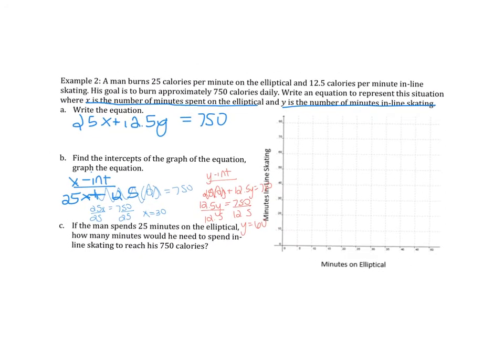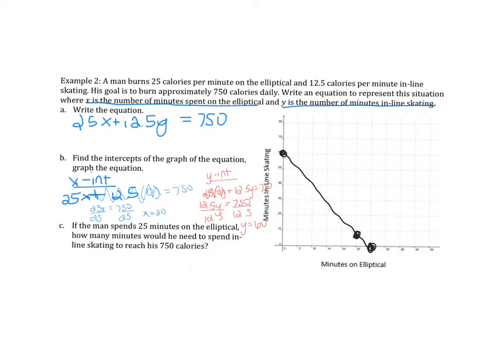Okay, so now let's go ahead and graph that. On the x-axis, we're going to put a point at 30, and on the y-axis, we're going to put a point at 60, and we're going to connect. Any points along that line represent where we would meet our goal. If the man spends 25 minutes on the elliptical, how many minutes would he need to spend in-line skating to reach the 750 calories? We go to 25, and we're looking at this point right here. It looks like he needs to spend about 10 minutes in-line skating.